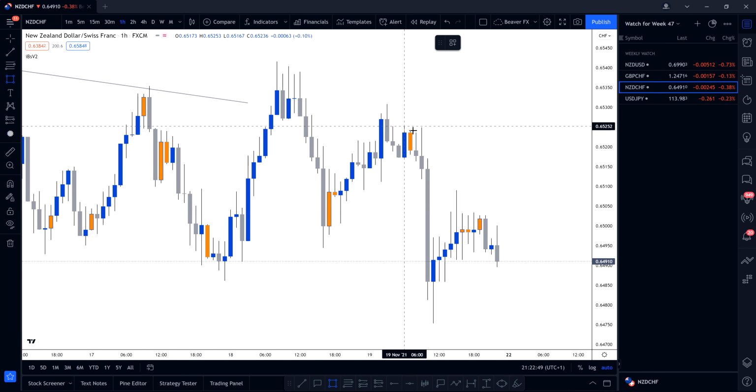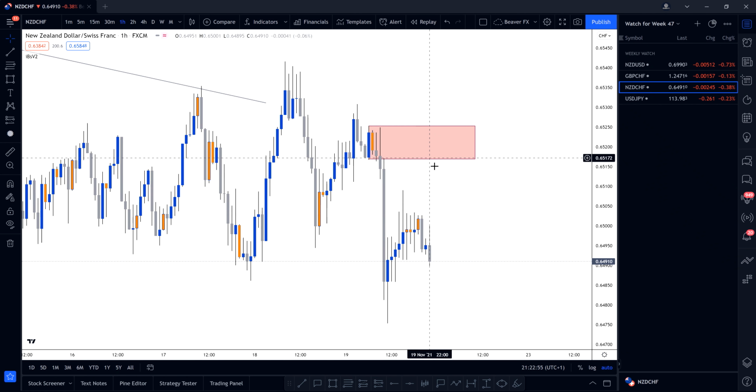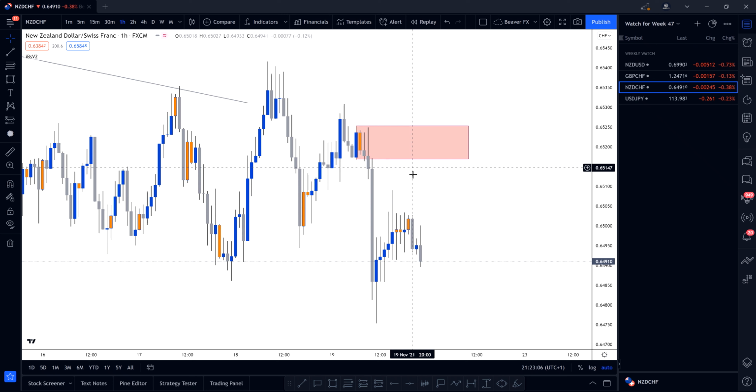At this point, you can consider this a supply zone. Now I initially was expecting this downtrend here. I posted a short video, I think on Friday afternoon. You can check the channel after watching this video to see that.